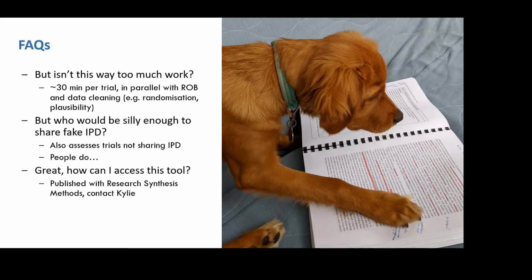Yeah, who would be silly enough to share fake IPD? Great question, people do. We also do see a lot of integrity concerns in the trials that don't share their data. So I think, again, I know Richard has developed great methods for combining IPD and other data, but we're being quite careful now about which trials that don't share we still include in our synthesis for that reason. It's another thing we may want to discuss.